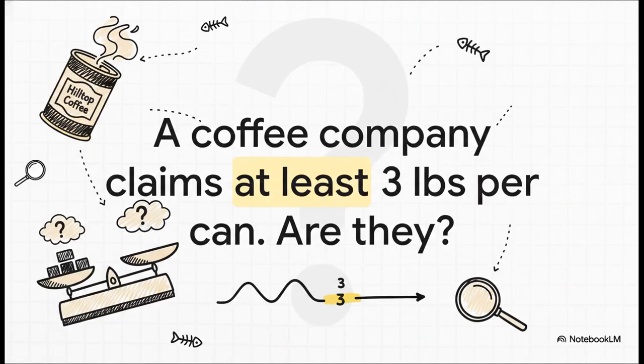Okay, picture this. You go to the store, you buy a can of Hilltop coffee. The label promises you're getting at least 3 pounds of coffee. But lately it feels a little light. Is that just in your head, or is something kind of fishy going on? This is the exact kind of problem that hypothesis testing was designed to solve. And this is going to be our case file for today.